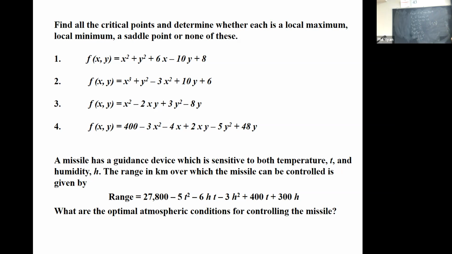Okay, so the second derivative being positive means that it's concave up in that direction. So it's concave up in this direction, and concave up in this direction. So it's a minimum.